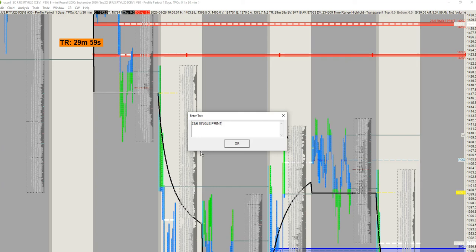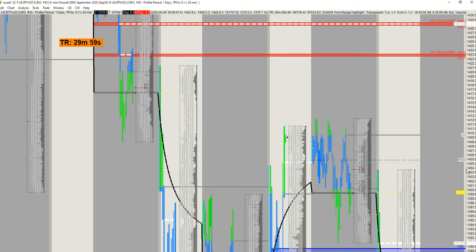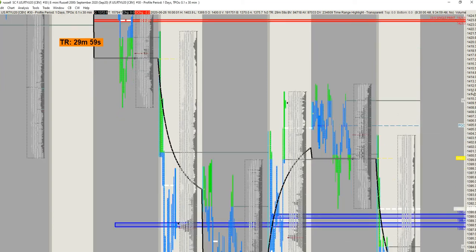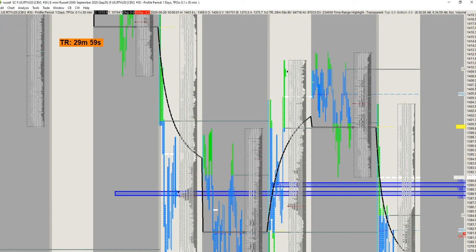So sometimes the Russell is a good indication of weakness in the overall market. Always try to look at the Russell from time to time to give you a good clue of what the market's doing.